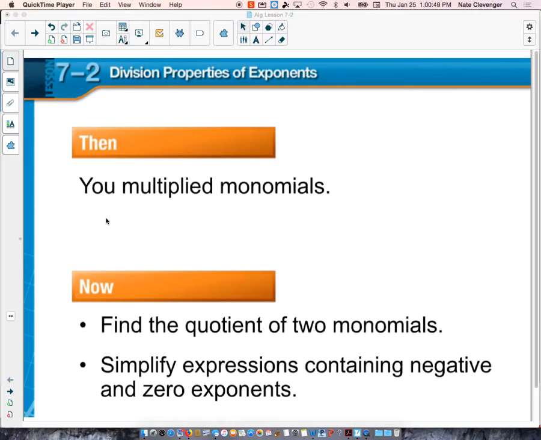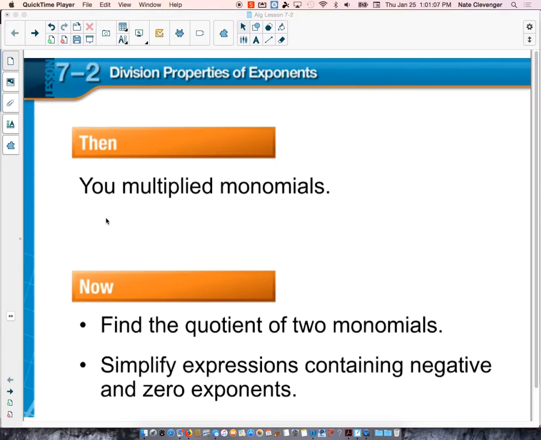Okay, so lesson 7.2. We worked on some multiplication of exponentials. Today we're going to look at division of exponentials. We multiplied monomials. We're going to find the quotient of two monomials.